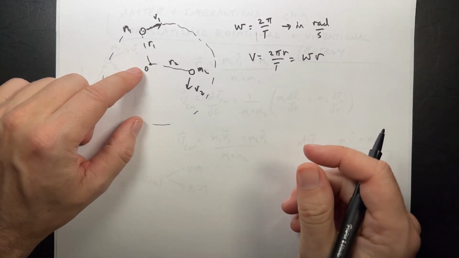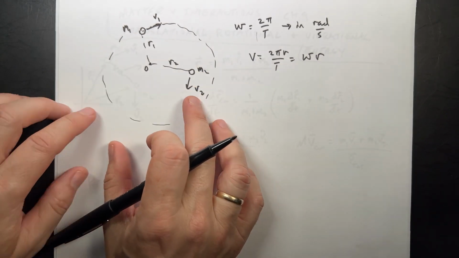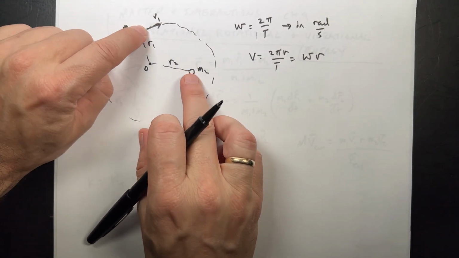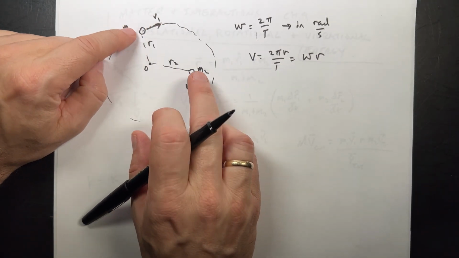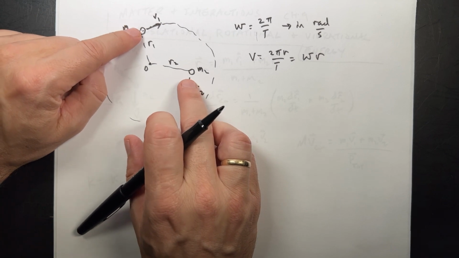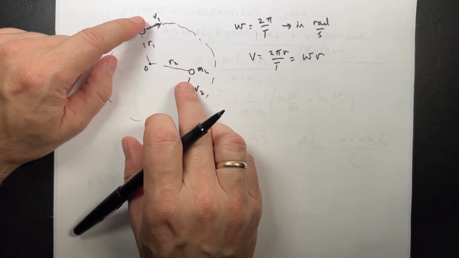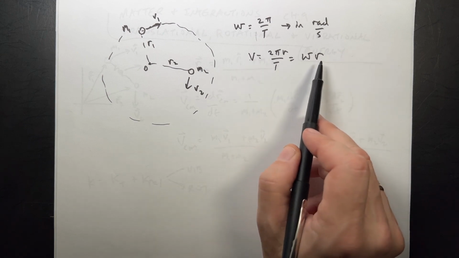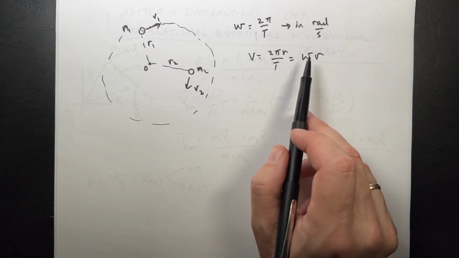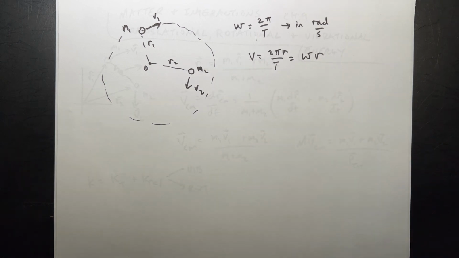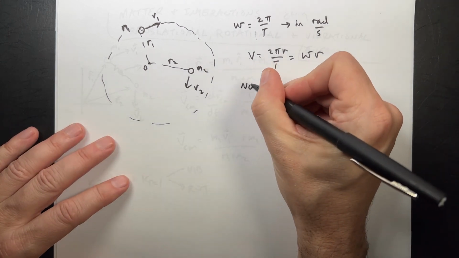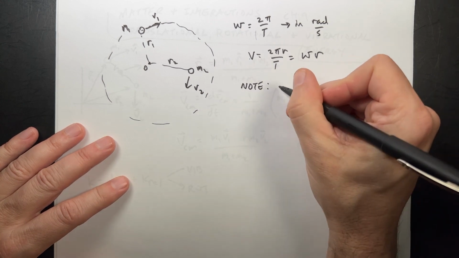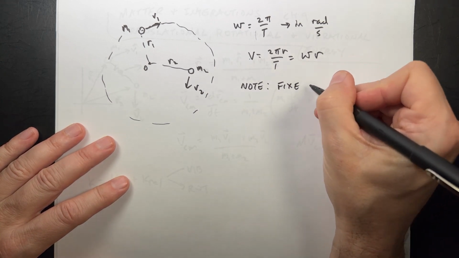So I can describe the motion of this rigid object using these angular velocities. Both of these are going to have the same angular velocity, but they can have different velocities. And so this is one way to do that. Now that's a scalar relationship. There is a vector relationship that you can make for this, but it can get tricky. Note, fixed axis.